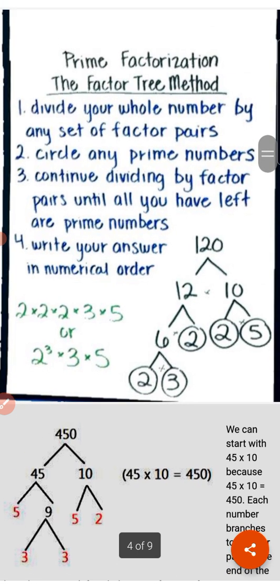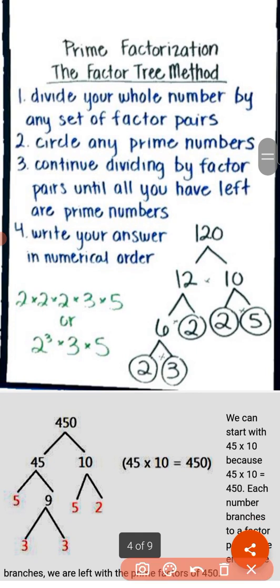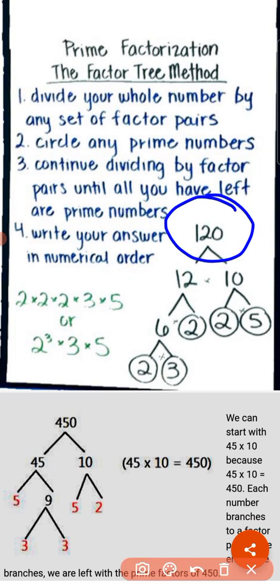120. We divide the 120 as 12 and 10. We split 120 as 12 and 10 because 12 into 10 is 120. Since 12 and 10 are composite numbers, we are continuing our division.